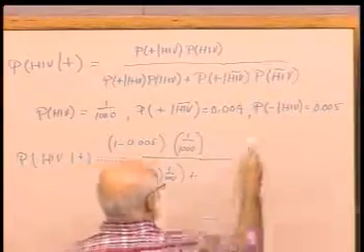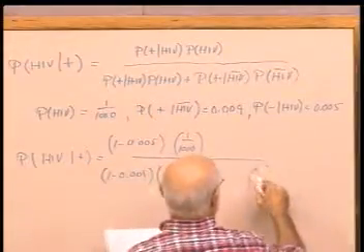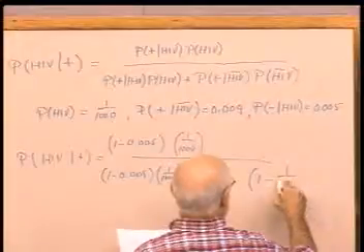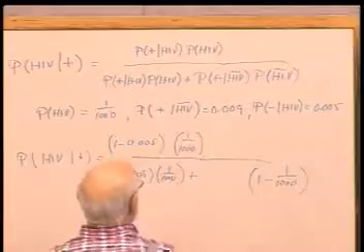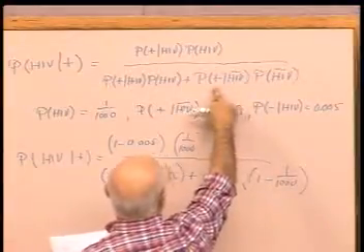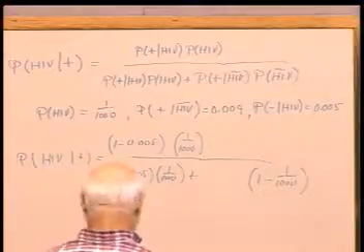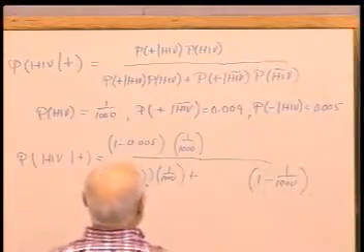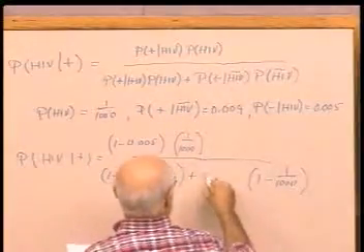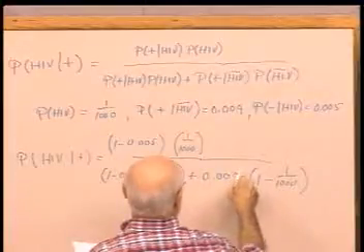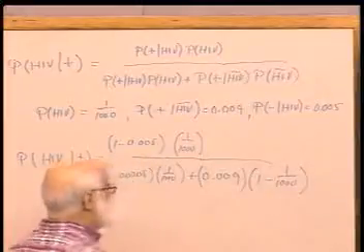What's the probability that I don't have HIV? The probability of no HIV infection is obviously 1 minus 1 over 1,000. What's the probability that if I don't have HIV, the test will be positive? That's a false positive, and that value is 0.009. That's this value right here. Parentheses around that. And whatever those numbers are, that's the answer.